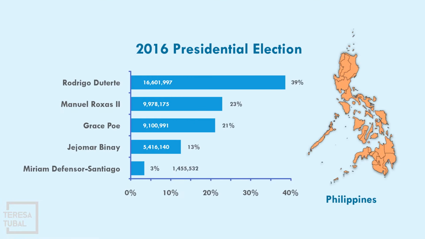One of the examples of statistics is the 2016 presidential election. As you can see, the highest vote is Duterte, that is 39%. Next is Roxas, that is 23%. Next is Poe, 21%, and the fourth, Binay, 13%, and then the last one, Defensor Santiago, that is 3%.